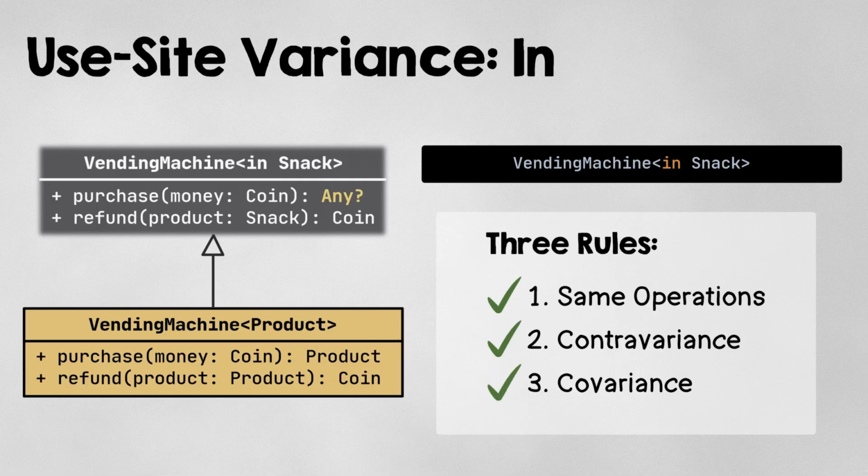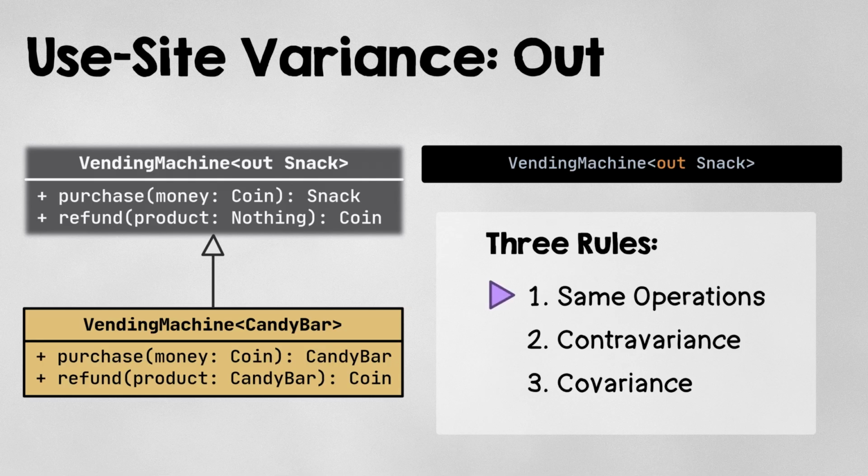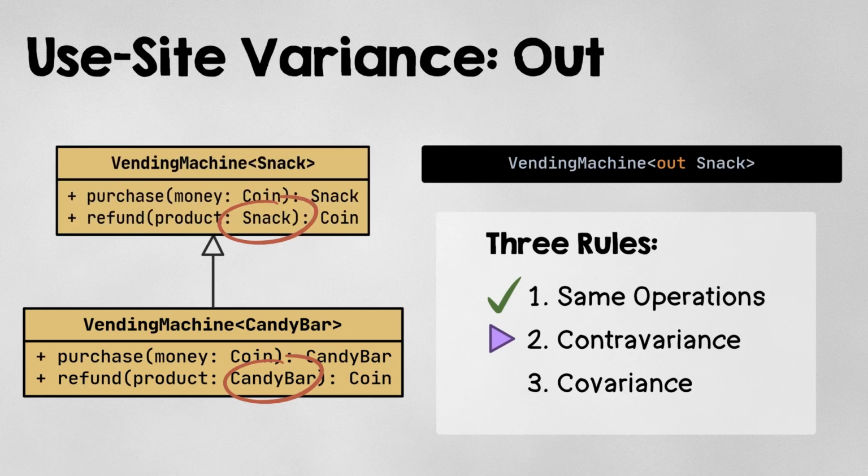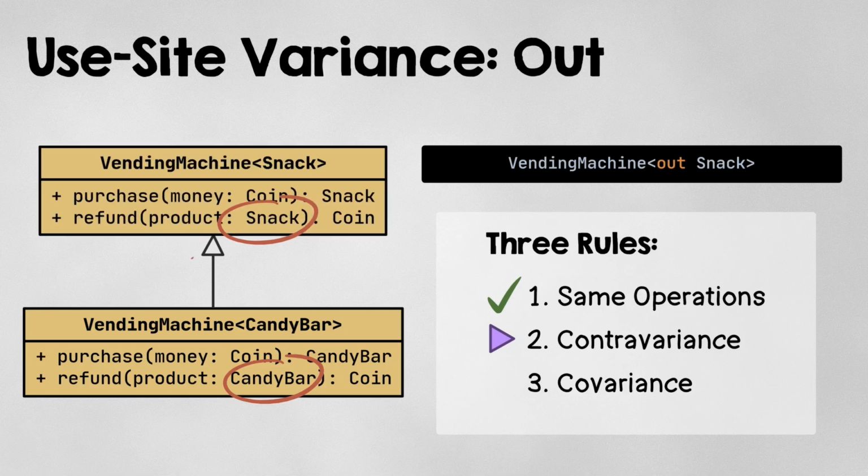Now this works for out projections too. Rule number 1, same operations, and same as always, since the base generic type is the same between these 2, we have the same non-private functions, so rule number 1 is good. Rule number 2, contravariance. The parameter types for the purchase function are the same, so we're good there. But what about the refund function? Is this parameter type the same as or more general than the one here? If the type here were just the type argument, then the answer would be no.